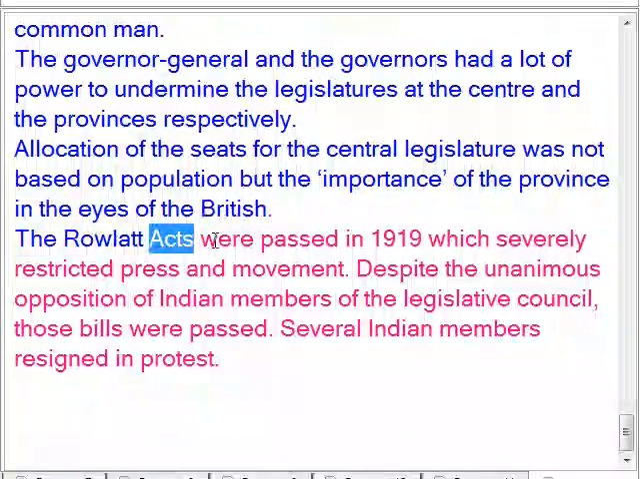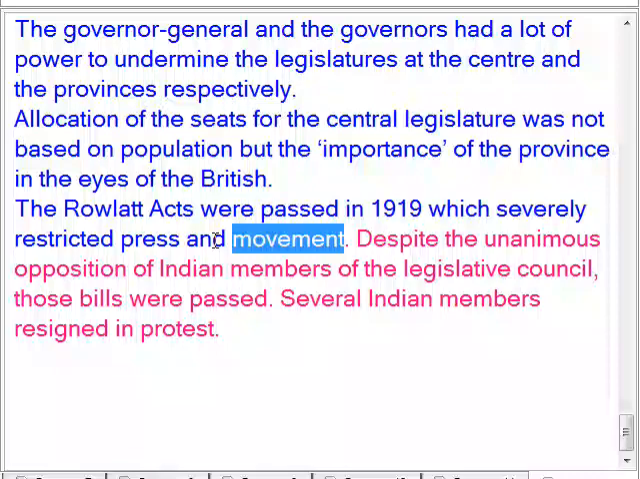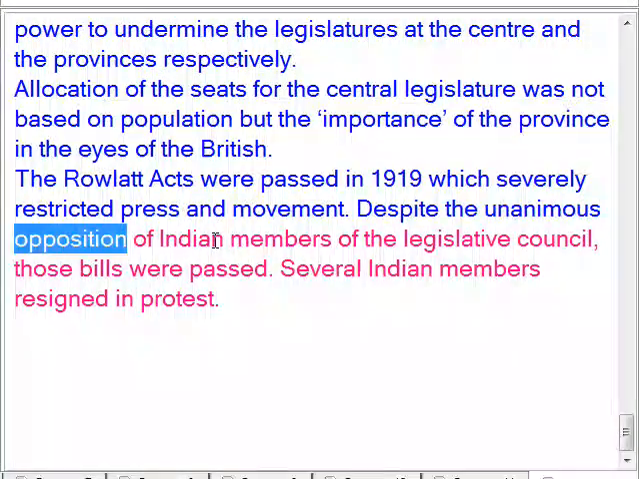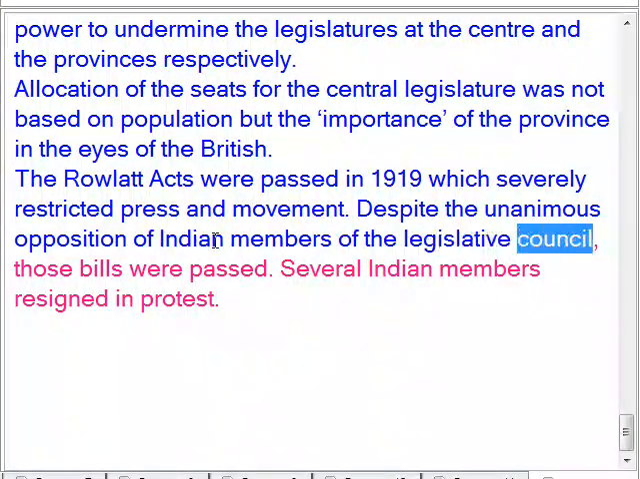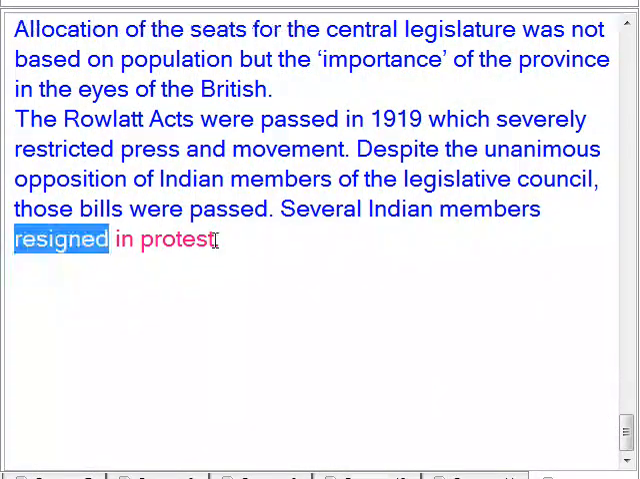The Rowlatt Acts were passed in 1919, which severely restricted press and movement. Despite the unanimous opposition of Indian members of the Legislative Council, those bills were passed. Several Indian members resigned in protest.